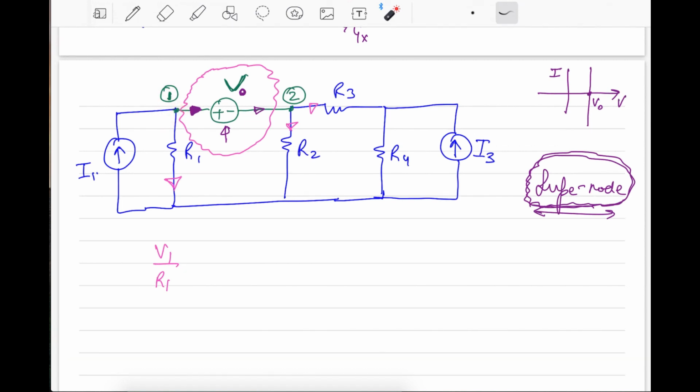So we will write V1 by R1. Now we go to the other side of the Gaussian surface, and we see that node 2 is attached to this Gaussian surface. Let us write for this node also. The second current leaving the node is V2 by R2. And let me write this node as 3. The third current leaving the surface is (V2 minus V3) divided by R3. These are the currents leaving this Gaussian surface, and the current entering this Gaussian surface is I1.